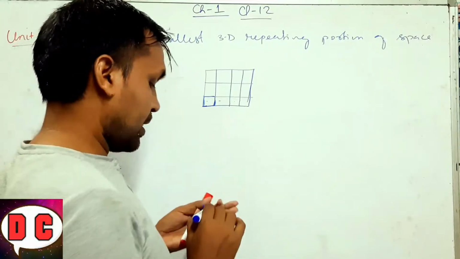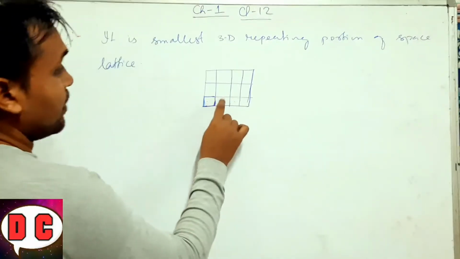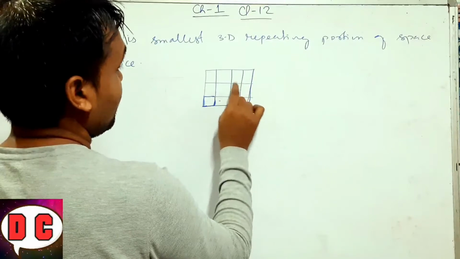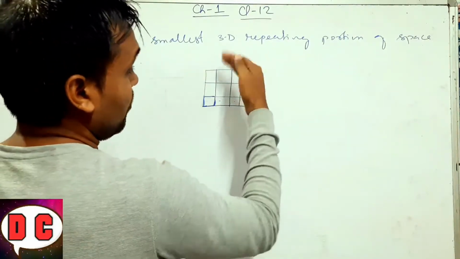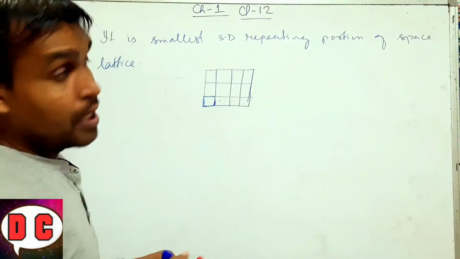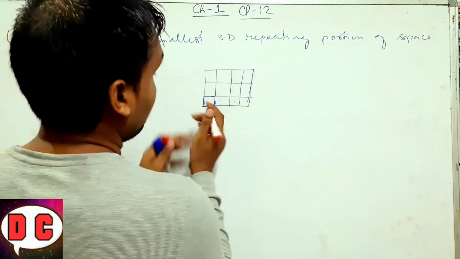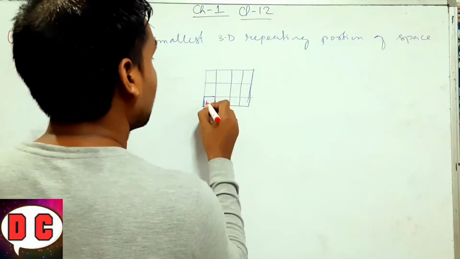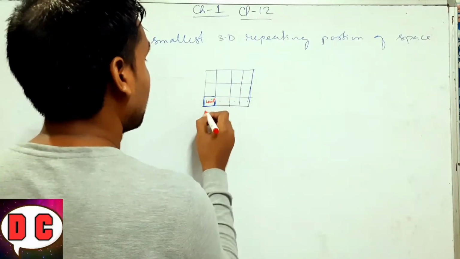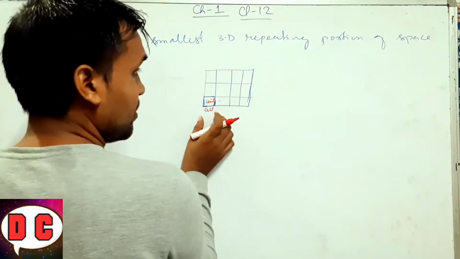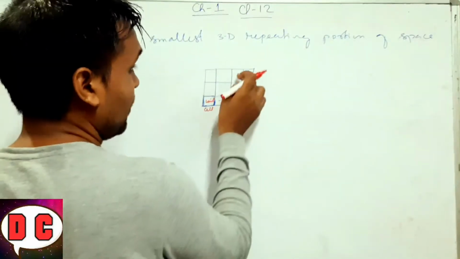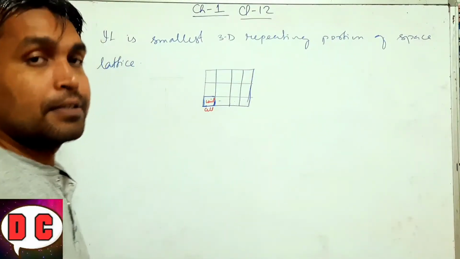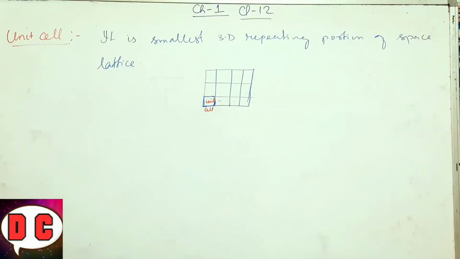So you can see that this unit cell is repeated 1 2 3 4 5 6, one after another in some order, and that repetition together gives us what? A lattice. So this small part will be called a unit cell. It's not that only this one will be called a unit cell, any one part of it will be called a unit cell. Okay. Now dear students, we are going to study about types of unit cells.